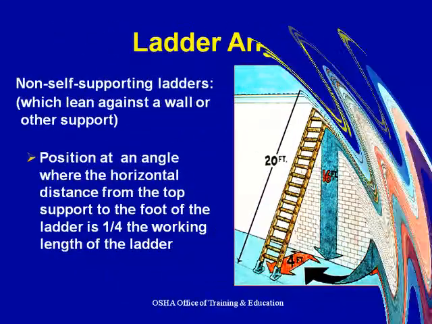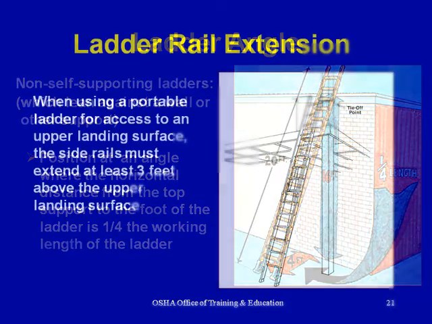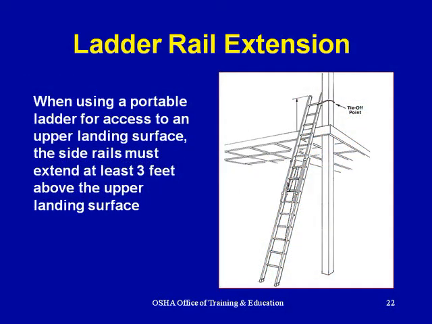Ladder angle. Non-self-supporting ladders, which lean against a wall or other support. Position at an angle where the horizontal distance from top support to the foot of the ladder is 1/4 the working length of the ladder. Ladder rail extension. When using a portable ladder for access to an upper landing surface, the side rails must extend at least 3 feet above the upper landing surface.